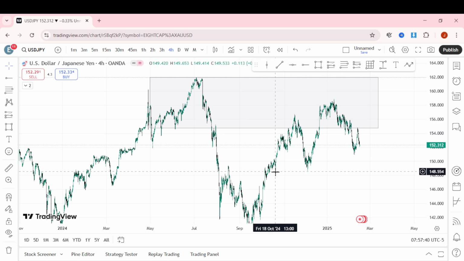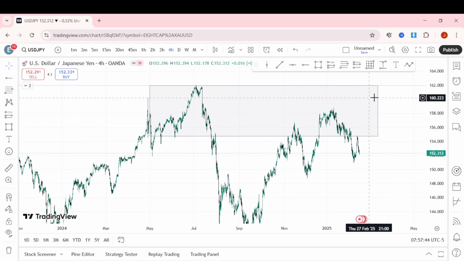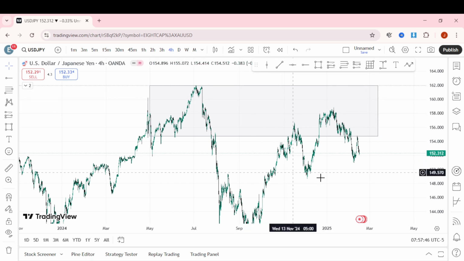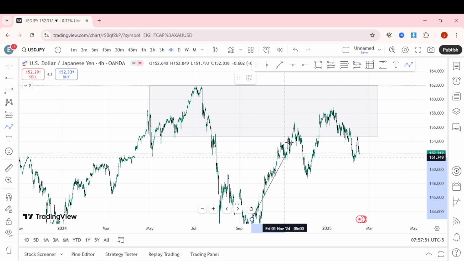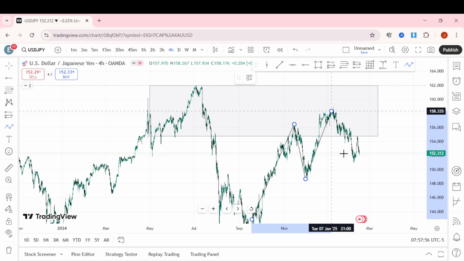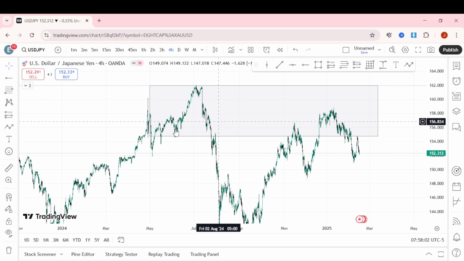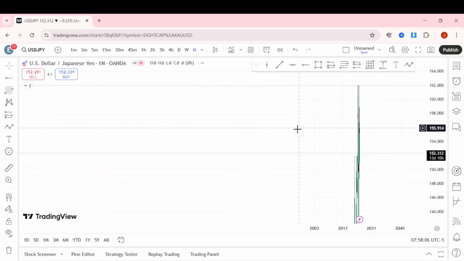So this is a 4-hour chart on the USDJPY. So this is our monthly order block, and you can see price went all the way up, tapped into the monthly order block, came all the way down, and still went up. So now the reason why price went above this is very simple. So let's go back to our monthly time frame.